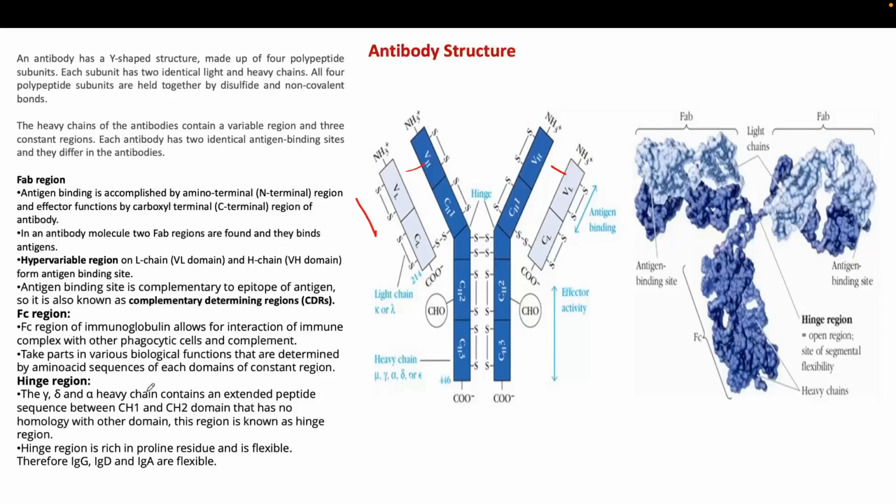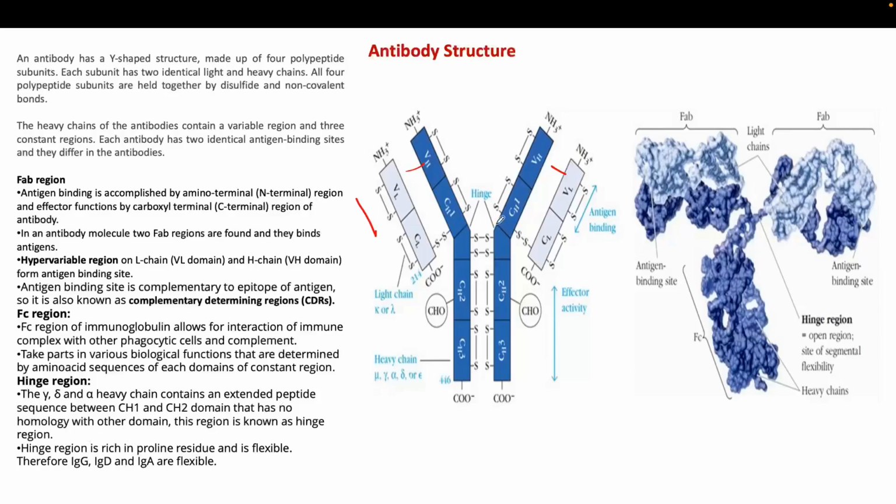Then it has the hinge region. In case of IgG, IgD and IgA, the heavy chain contains an extended polypeptide sequence between CH1 and CH2. Here, between the CH1 and CH2 domains, that has no homology with the other domains, this region is known as the hinge region.